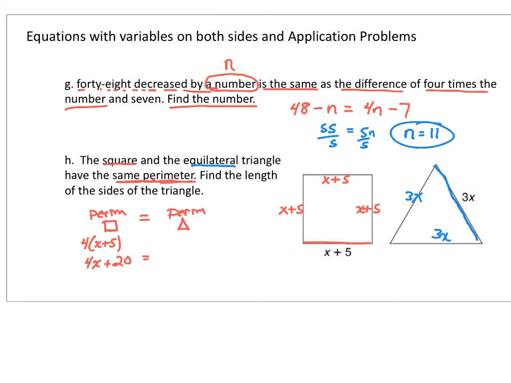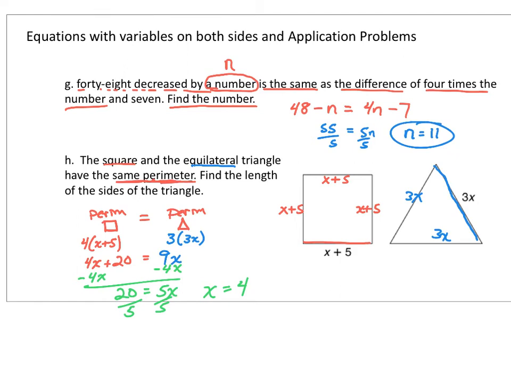And for the triangle, the perimeter would be 3 sides that are all the same, and they're all 3x, all added together, or 3 times 3x, and that would be 9x. 3x plus 3x plus 3x. And then there's our equation. So you could subtract 4x from both sides. And then you would have 20 equals 5x. And you could divide by 5 to get x equals 4.